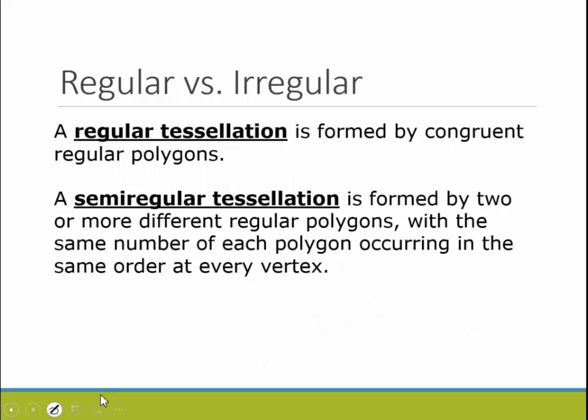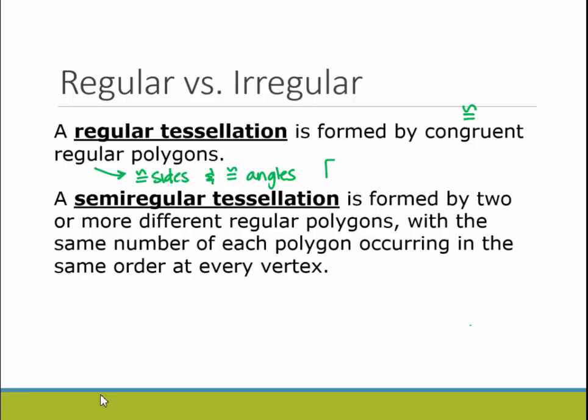There are two types of tessellations. A regular tessellation is formed by congruent regular polygons. Congruent means they all have to be equal sizes. Regular means that they need congruent sides and congruent angles.